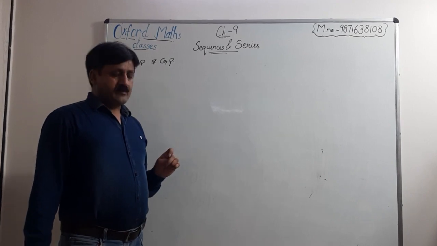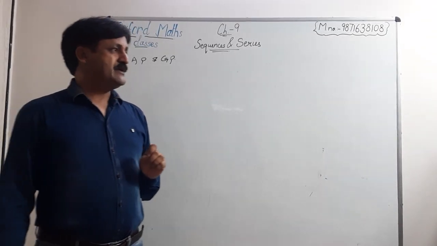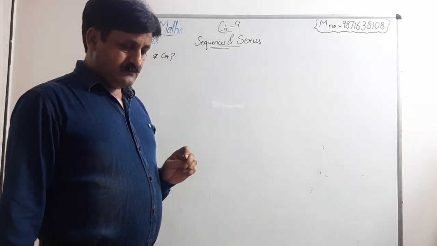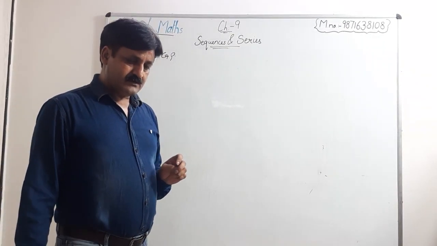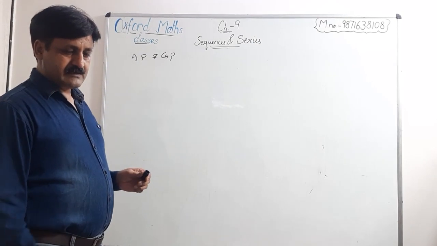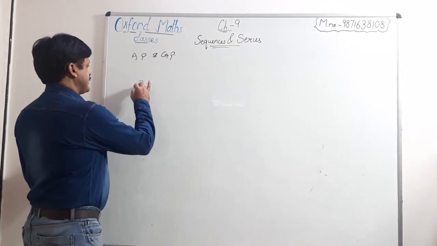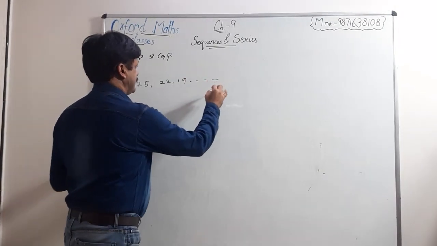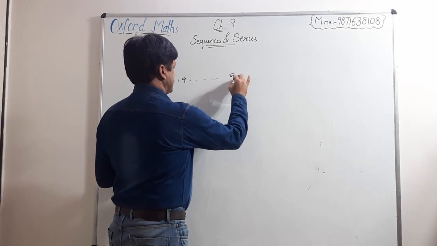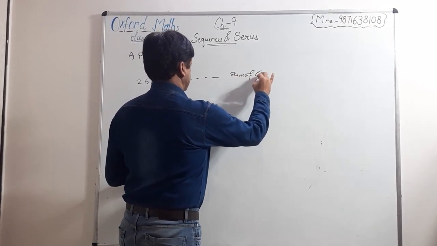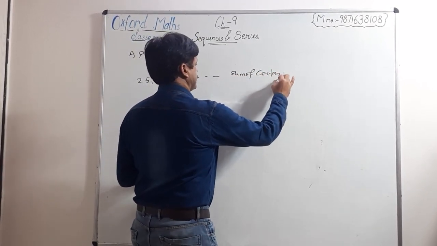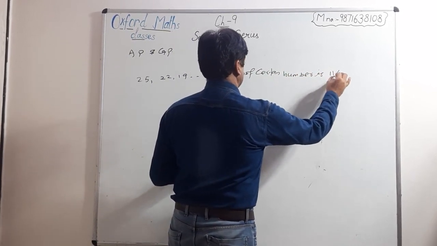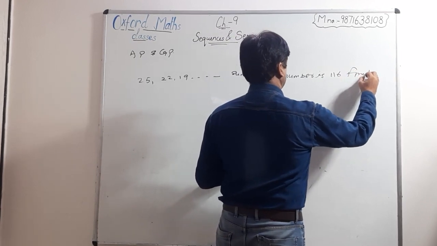Solve some problems on the basis of AP and GP. Like, the sum of a certain number of terms of an AP, this is 25, 22, 19, and so on, the sum of a certain number of terms is 116. Find the last term.